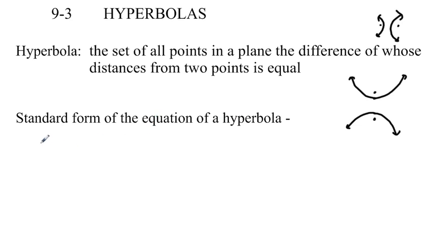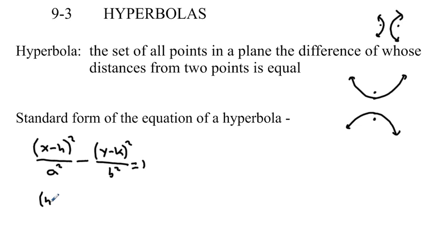So here's your standard form of the equation of a hyperbola. (x minus h) squared over a squared. This looks very similar to our equation for an ellipse. Here's the only difference: we're going to have a minus between these two fractions. And it's going to be (y minus k) squared over b squared equals 1. Now, like we saw with an ellipse, h and k are going to be the center.